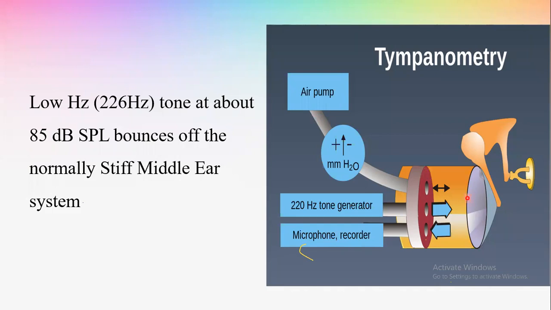So if you give positive pressure, it will make the tympanic membrane stiff, and most of the energy will be reflected back. If it is at room pressure, almost maximum energy will pass through the system. Our probe tip will have three holes, and one extra hole for ipsilateral reflex testing. We'll be discussing it later.